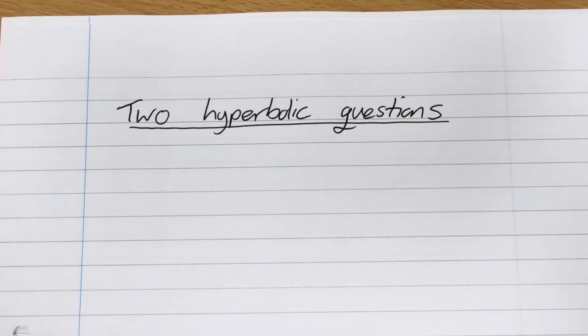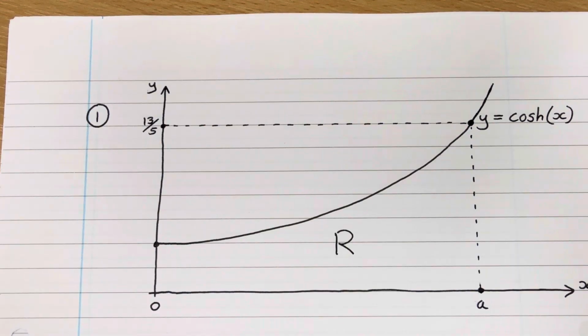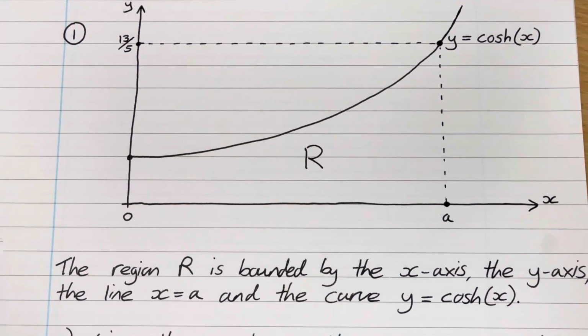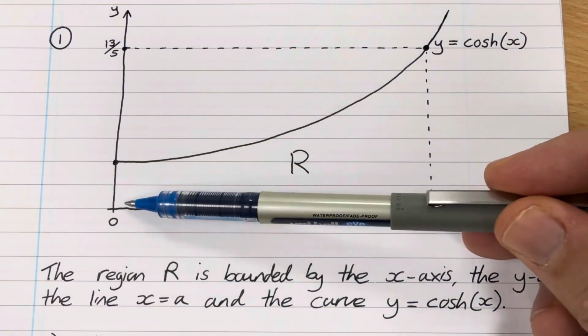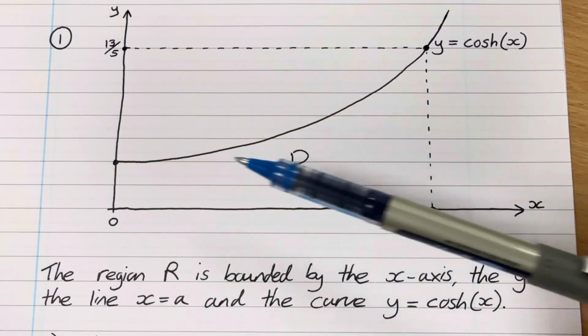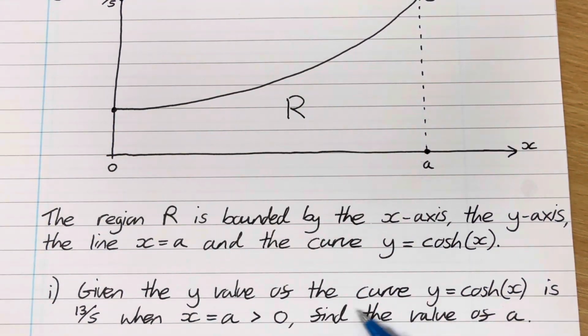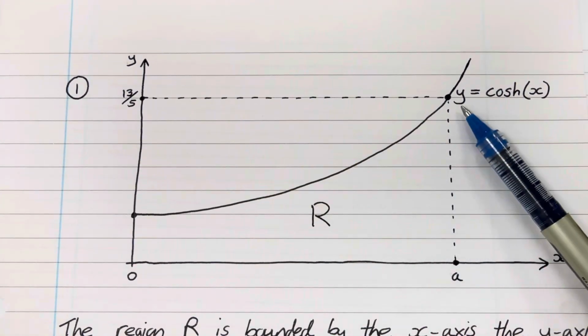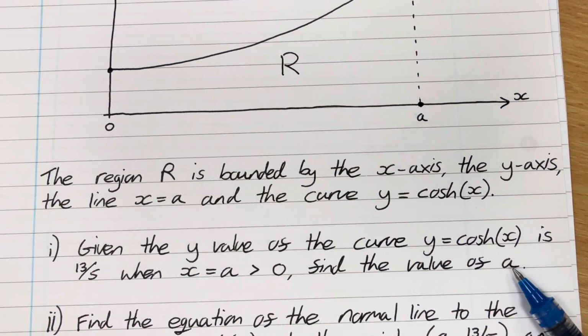Okay, now that we've finished our hyperbolic content, we're going to look at two questions which are going to draw on a variety of different parts of the hyperbolics chapter. So example number 1. Here we have a hyperbolic curve. The region R is bounded by the x-axis, the y-axis, the line x equals a, and the curve y equals cosh of x. Given that the y value of the curve, y equals cosh x, is 13/5 when a is positive, that's this point here, we're going to find the value of a.